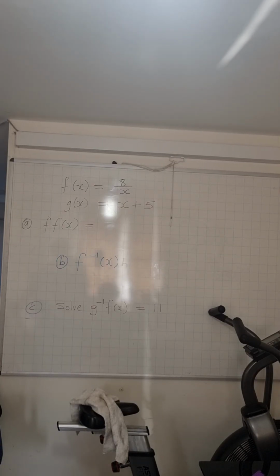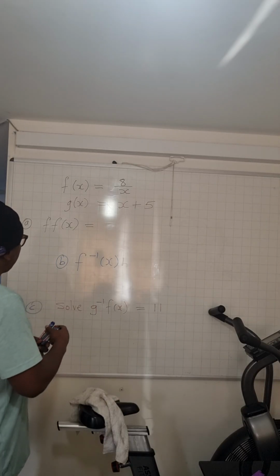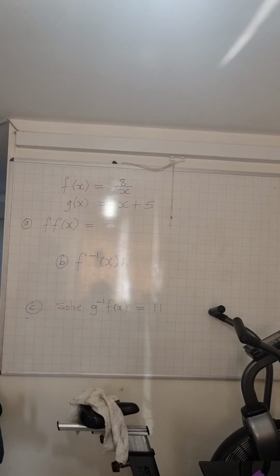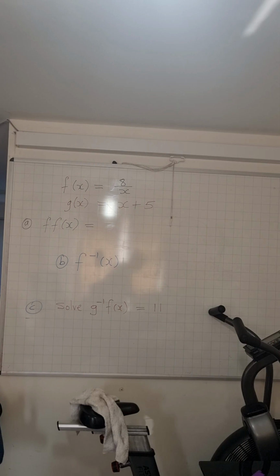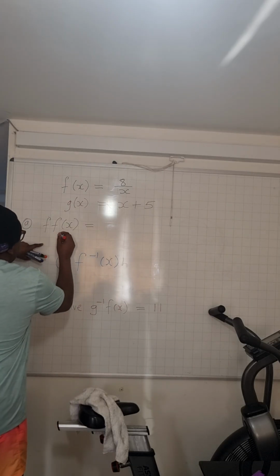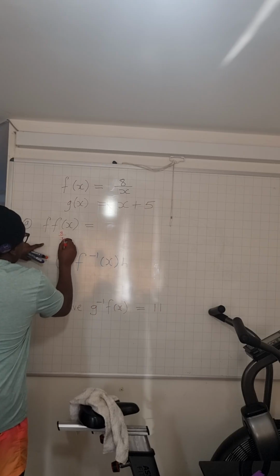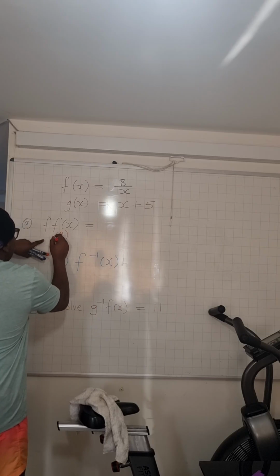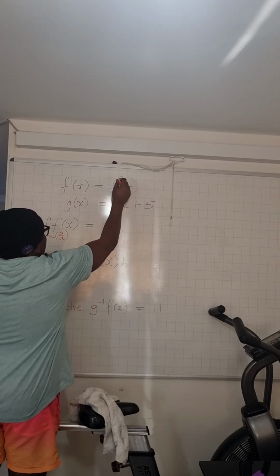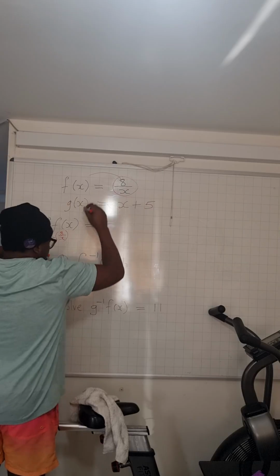So we have f of x is 8 over x, g of x is x plus 5. Let's start. Which one is in front? There's two of them there. It's f of x that is in front. So we want to take f of x, which is 8 over x, put it in f of x. So we take 8 over x, put it in where x is.